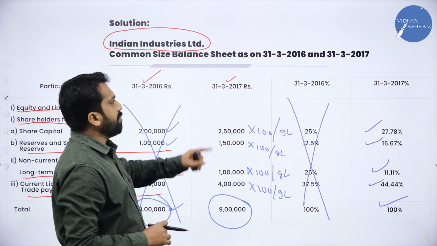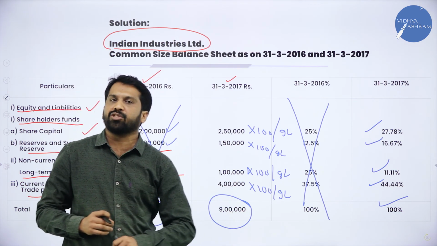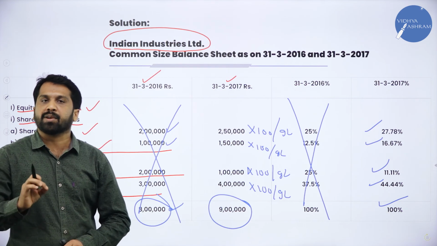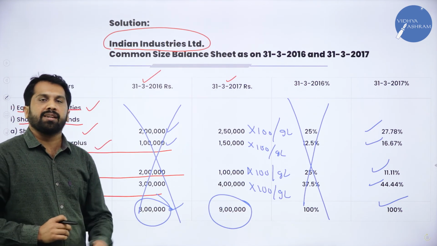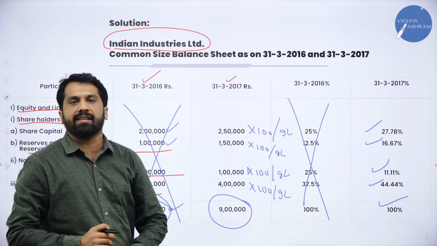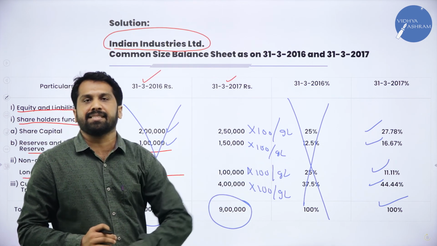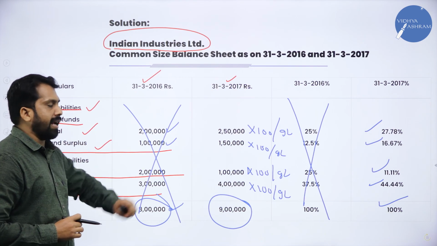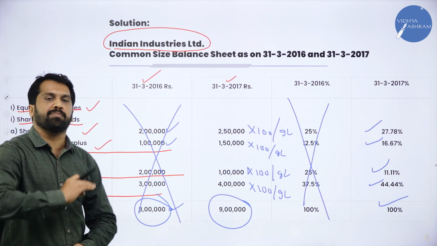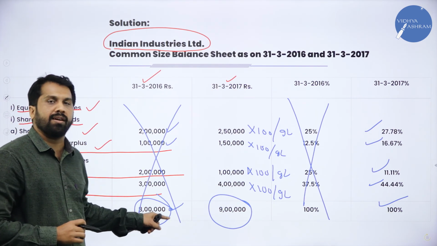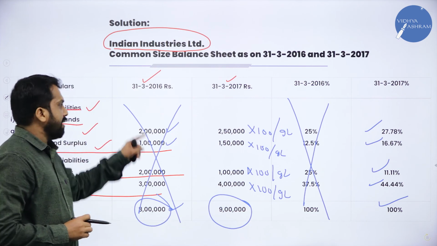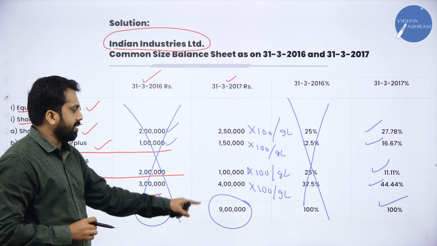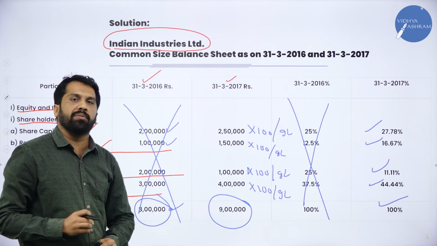So this is all about your common size balance sheet. In the coming session we will do more problems on common size balance sheet. Compared to your comparative balance sheet, this is very easy. Why? Because you are not comparing individually, you are calculating. The logic is very simple. Your total must be your denominator. While calculating this, this is your denominator. While calculating this, this must be your denominator.